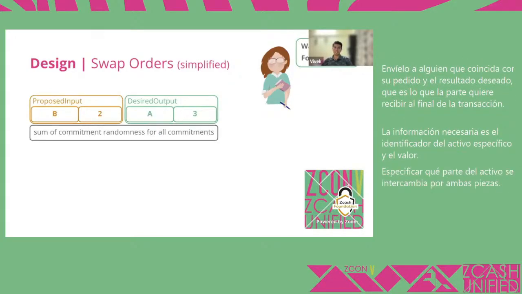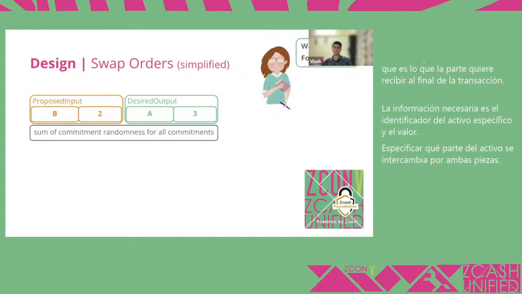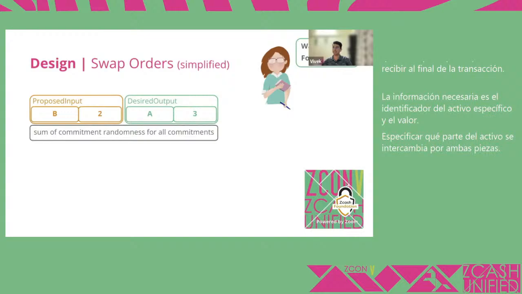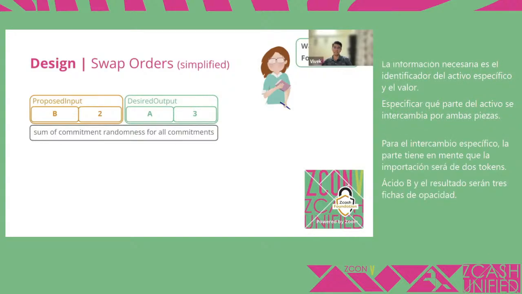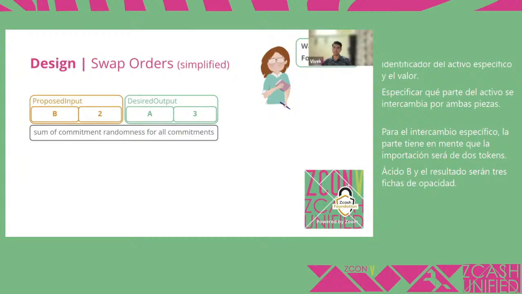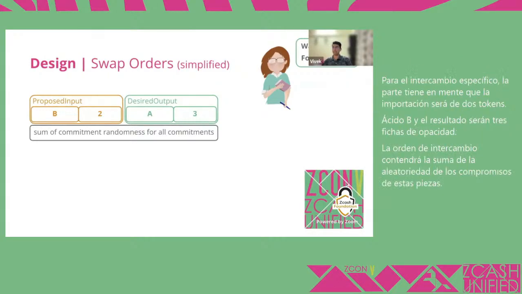For the specific exchange the party has in mind, the input will be 2 tokens of asset B and the output will be 3 tokens of asset A. Further, the swap order will contain the sum of the randomness of commitments from these pieces, which will be used for combining the orders later, so you can keep that in mind.